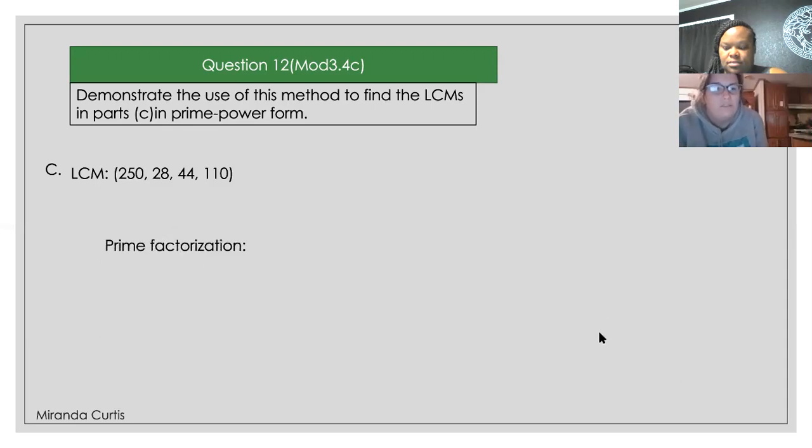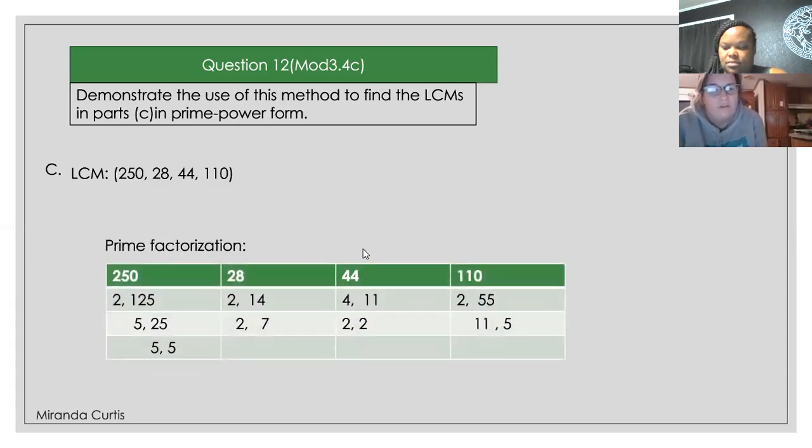So what we're going to do is make our little chart and put our numbers at the top. So 250 is 2 times 125. 2 is the lowest. So 125 is 5 times 25. 5 is the lowest. Then we're going to come down. 5 times 5 is 25. Now we're going to move on to our next column right here. We're going to have 28. So 2 times 14 is 28. 2 is the lowest. Then 2 times 7 is 14. Those two cannot go any further.